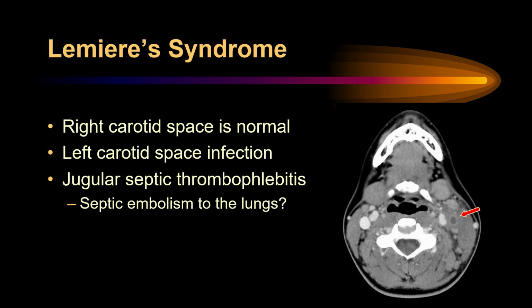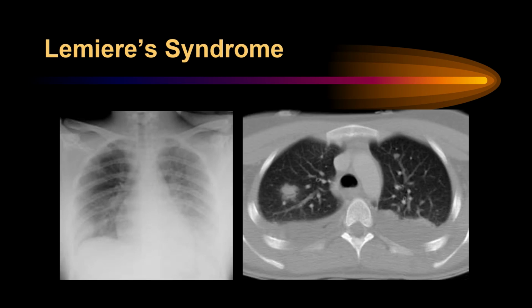Okay, so we've got jugular septic thrombophlebitis. And remember I told you that these infections can spread. So if you were a chunk of infected thrombus in the jugular vein, where would you go? You know that. You go to the lungs. This is an example of Lemierre's syndrome.